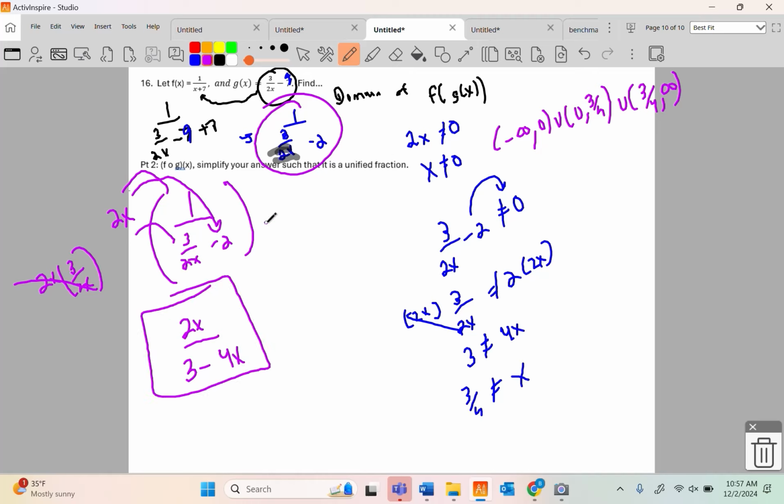And by the way, if you didn't understand this, like if this was just gibberish, you can take your 3 minus 4x and say it's not 0. Add 4x to both sides, and you still get that x is not 3/4. So you can do that there too. Just saying. You can do a little bit in the beginning, and then you can finish it off at the end.